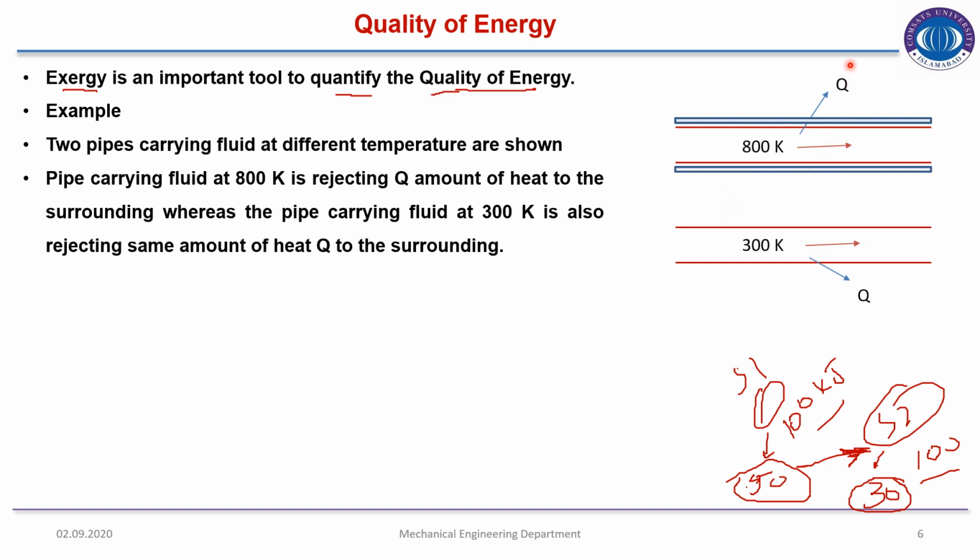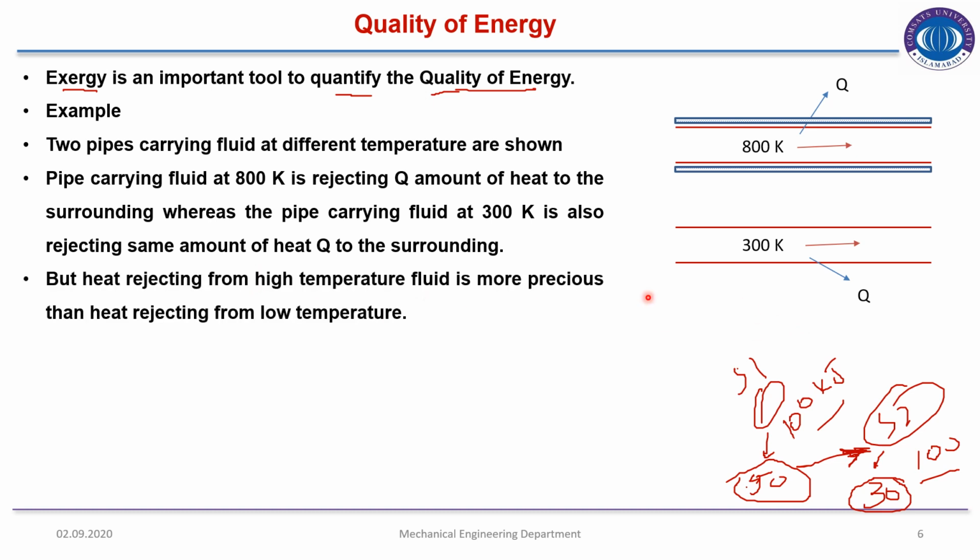The main thing is that the same amount of heat is rejected by both pipes. Let's suppose the value of Q is 10 kilojoules. So 10 kilojoule of energy is rejected by pipe 1 at a temperature of 800 Kelvin, and the same amount, 10 kilojoule, is rejected by the pipe at 300 Kelvin to the surrounding. Now the quality of energy is based on the second law of thermodynamics. What that suggests is that the heat rejected by the 800 Kelvin pipe is more precious, because it contains a greater quality than heat at 300 Kelvin.